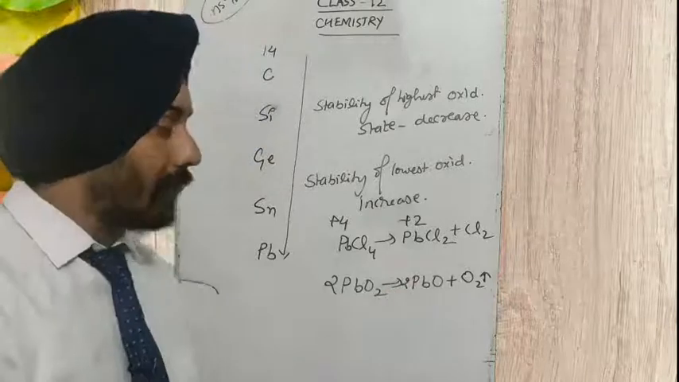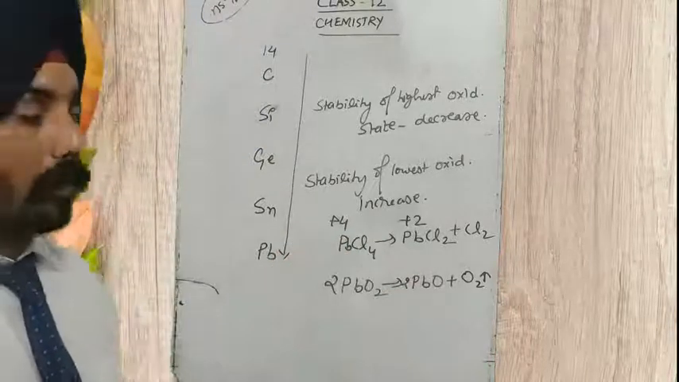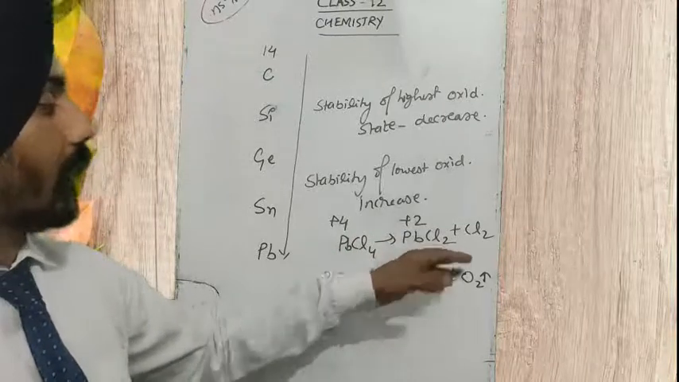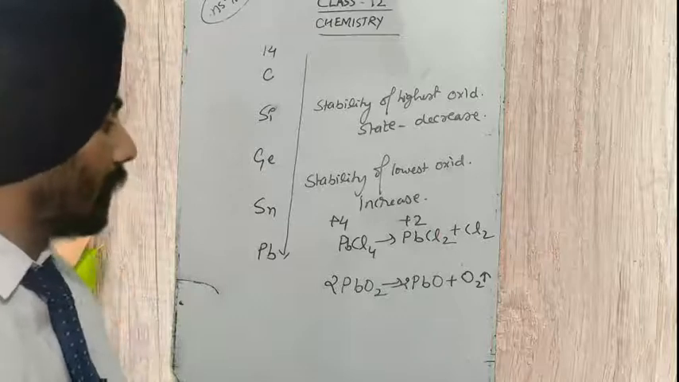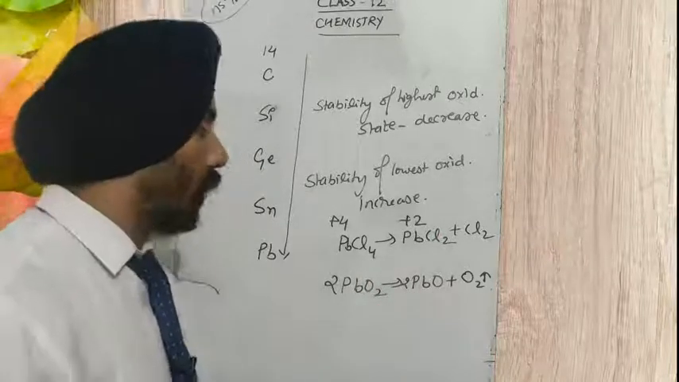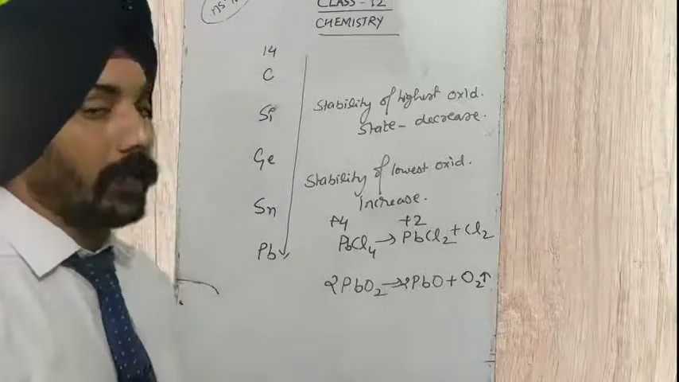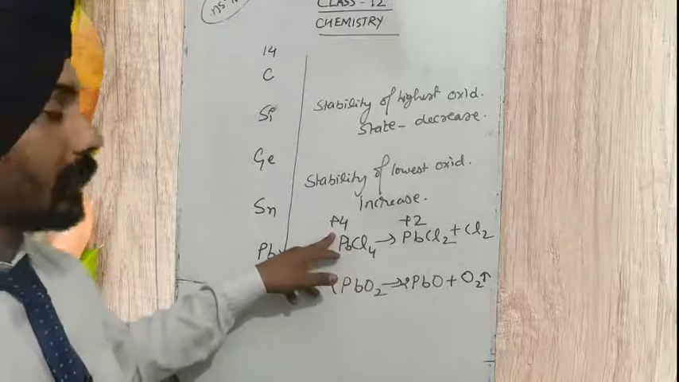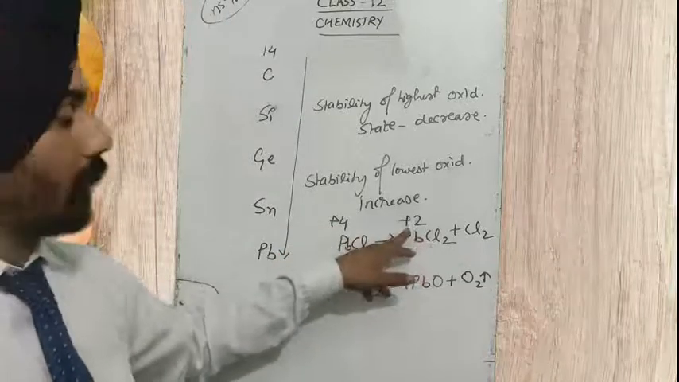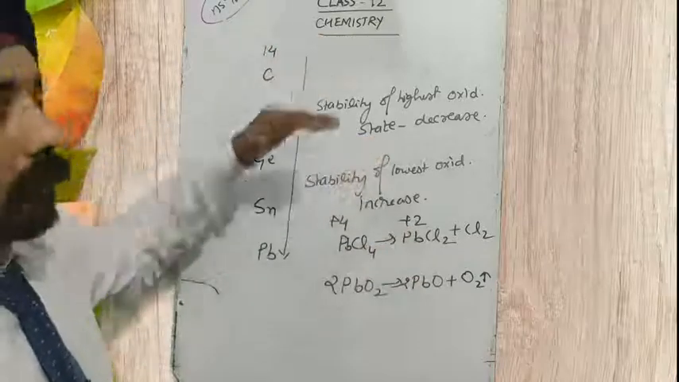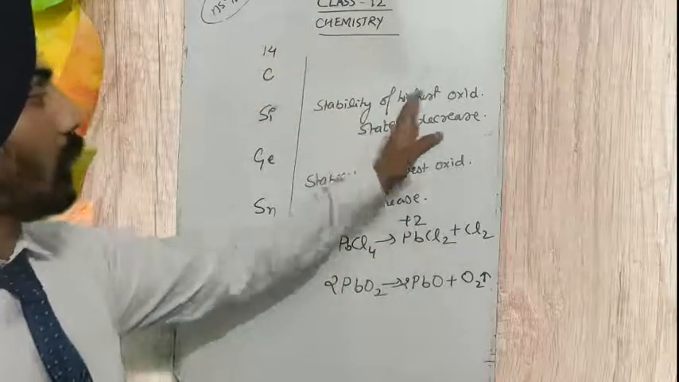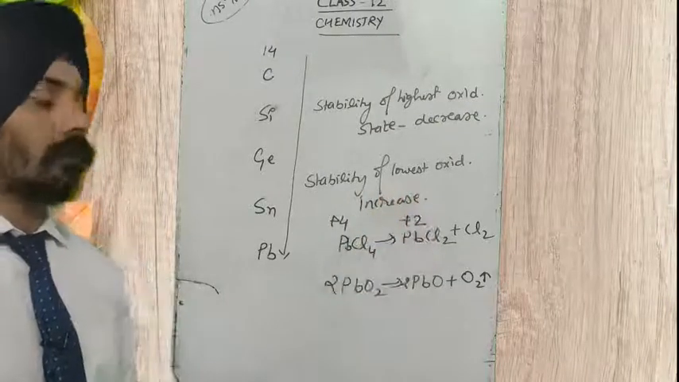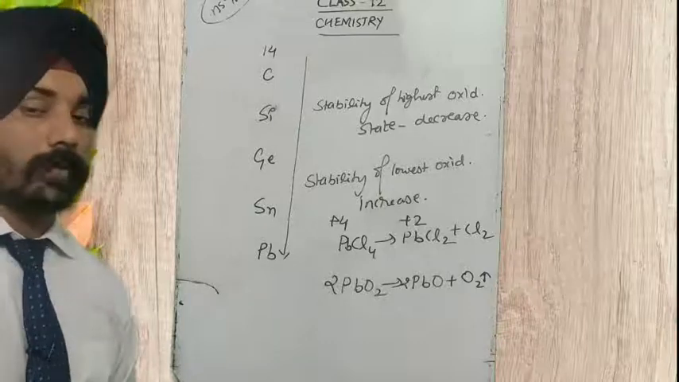So why do we see this property of the lead compounds, PbCl4 converting to PbCl2 and giving out chlorine gas, and the same with PbO2 and PbO? It is happening because the +4 oxidation state of lead is less stable, and the +2 oxidation state is more stable. So as we move down a group, the stability of the highest oxidation state decreases, and the stability of the lower oxidation state increases.